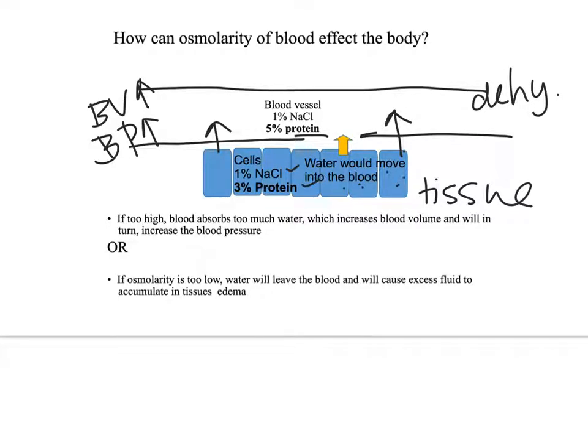Think about if you eat something really salty, like if you're drinking a bunch of Coke and eating a bunch of pretzels or chips, and then the concentration of your blood goes up. So you have increased sodium in there. The fluid is going to move from the tissue into the blood. It's going to make your blood volume go up, and it'll make your blood pressure go up. So I have that written out here. If the osmolarity is too high, blood absorbs too much water, which increases the blood volume, and in turn is going to increase the blood pressure.